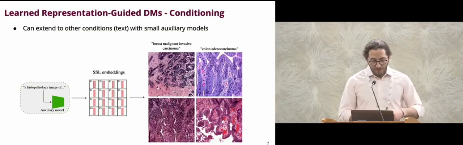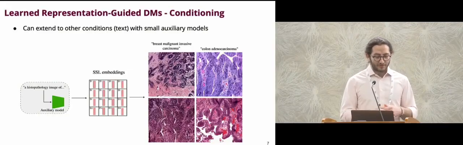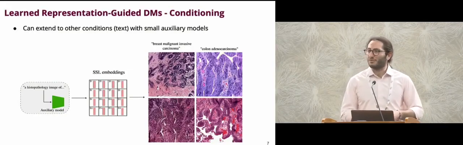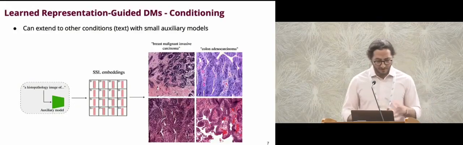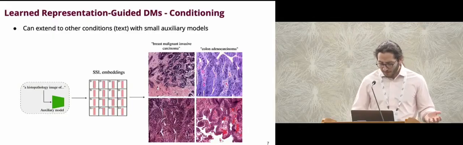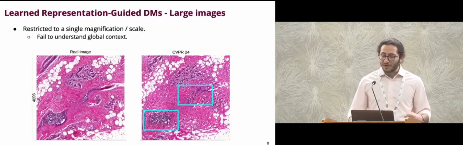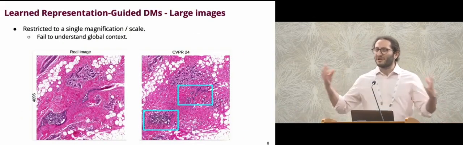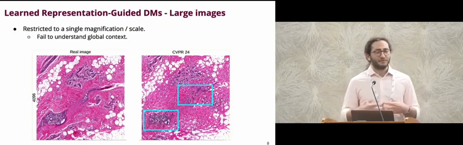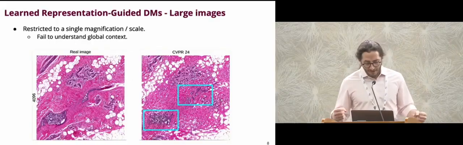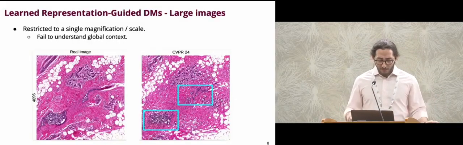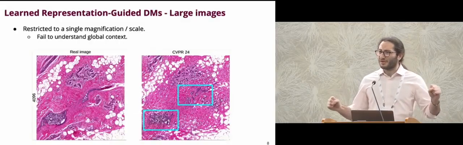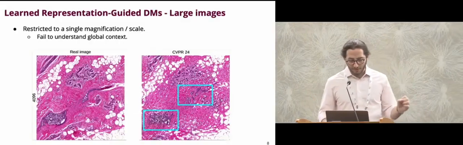You can actually do this by training just a very small auxiliary model that generates those SSL embeddings based on the text, which is a much easier task. But still, we also want to be able to generate large images, and those large images need to have some kind of global structure that you would find on real WSIs. In the way we had been doing it thus far, the model actually produces its style separately, so it fails to capture some kind of global context.